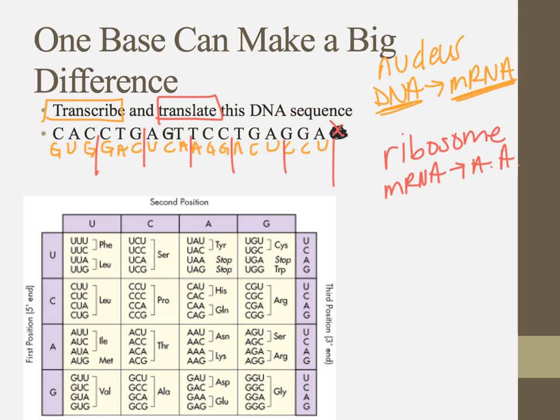So to do that, I'm going to use my table, G, U, G. So G, U, and then G down here is going to make valine. For this next codon, G, A, C. So G, A, cross-reference, then C, we're looking at asparagine.